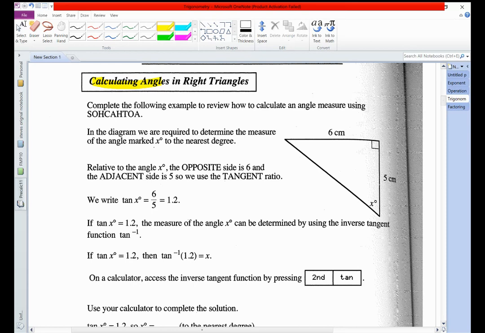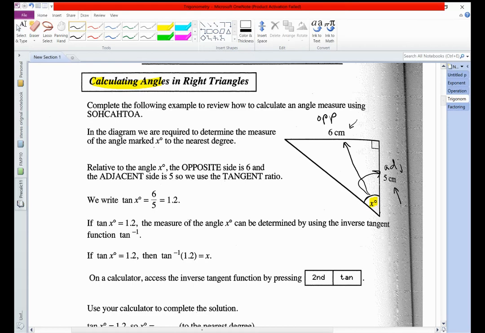So here they give us a triangle. We have 6 centimeters on one side, 5 centimeters on the other, and this angle x here. So without even knowing what the question says, I can see that I have 2 pieces of information, 2 side lengths, and an unknown, which is this angle. So that unknown angle becomes our reference angle, and we can label our sides from that. We know the side across from our reference angle is the opposite, and we know the side that connects our reference angle and the right angle is the adjacent.